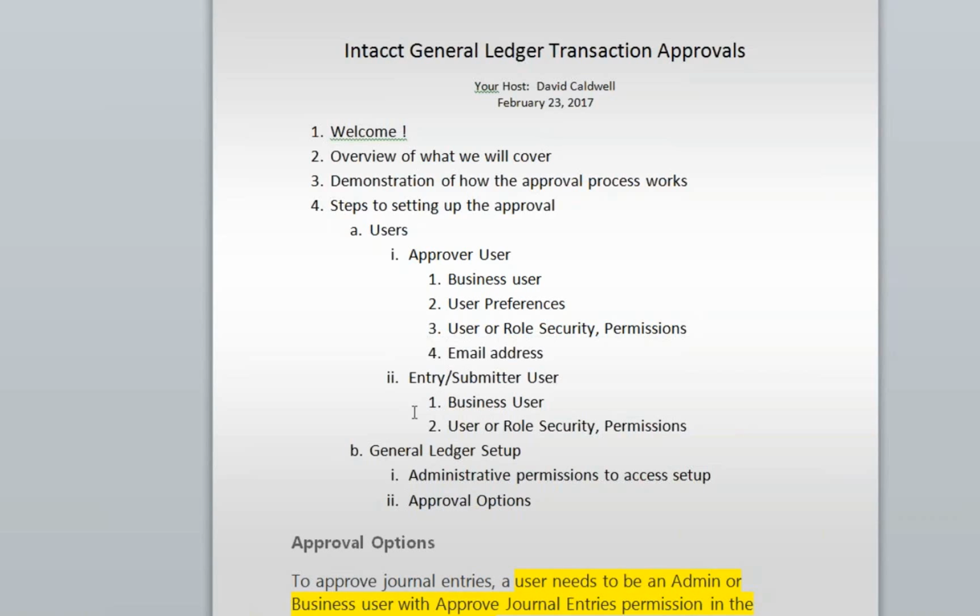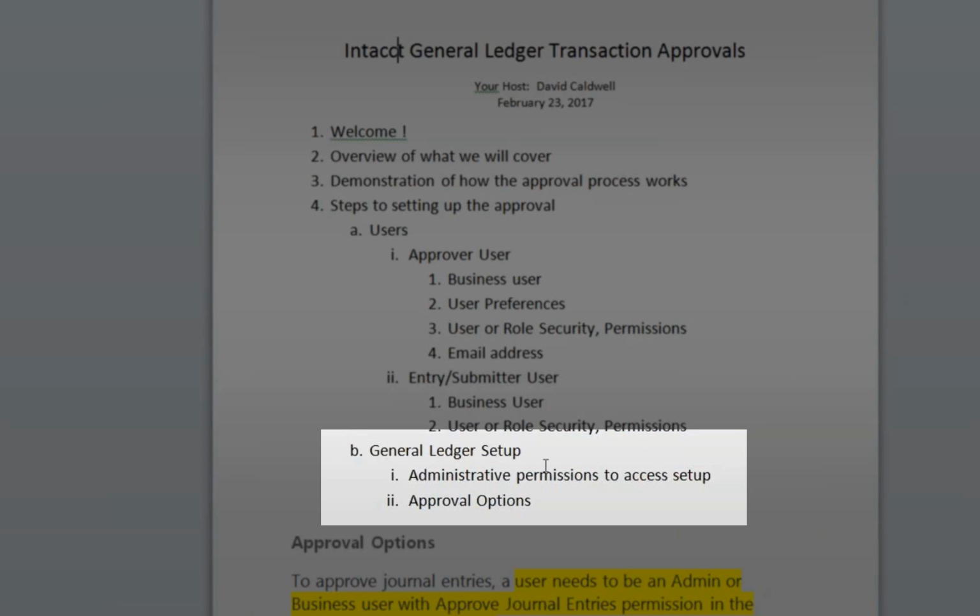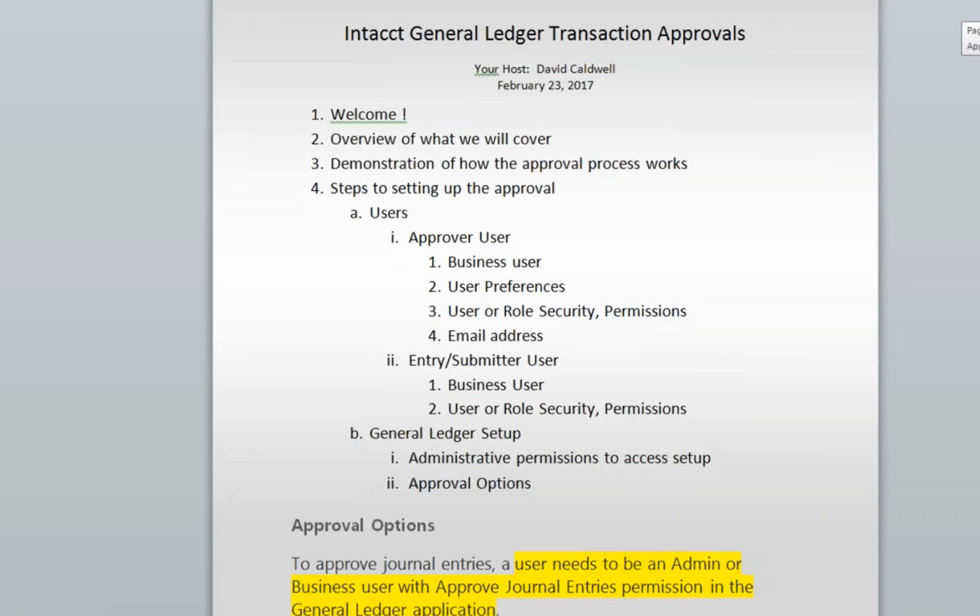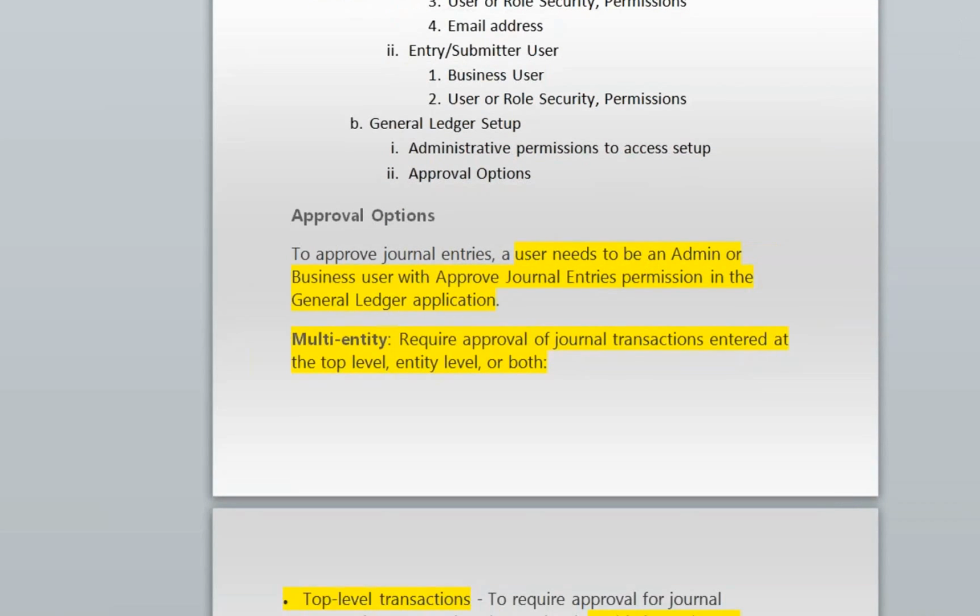Okay? Now, the second major piece here is the general ledger setup, and that is that you have to have administrative permissions to access the setup option within general ledger. And then the other attention piece here is talking about the approval options that we're confronted with. So let's look at those real quick before we actually look at the general ledger setup screen, and I want to go through these with you. And I have highlighted some areas here that are important for us to consider. Pardon me if I read exact words here, but I think they're important. I'll try to elaborate a little more if necessary.